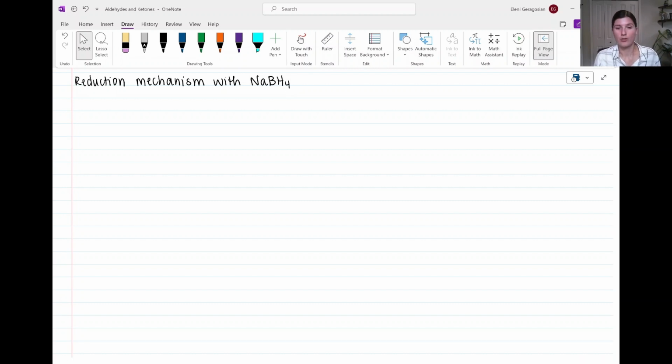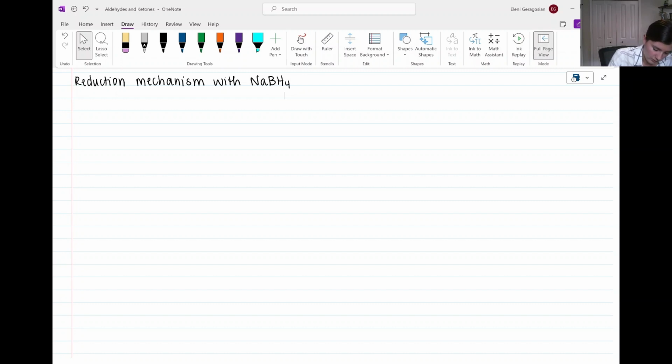Now, in the first step in the previous video, we saw lithium coordinating with the oxygen. Well, sodium isn't as strong a Lewis acid as lithium. So for sodium, we won't show that coordination, and that means that sodium can be in the presence of a protic solvent, so a weak acid.